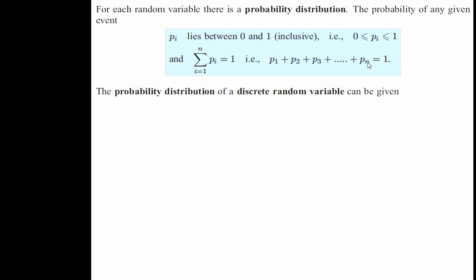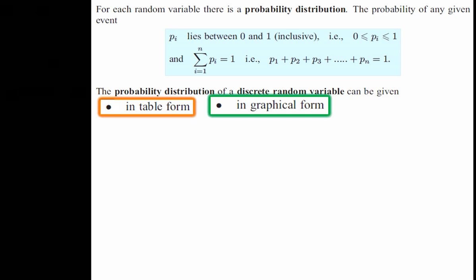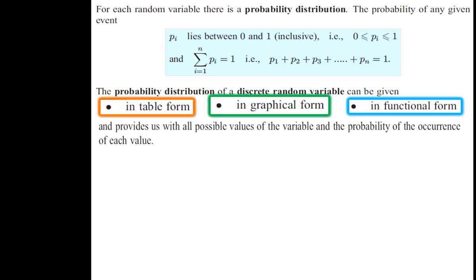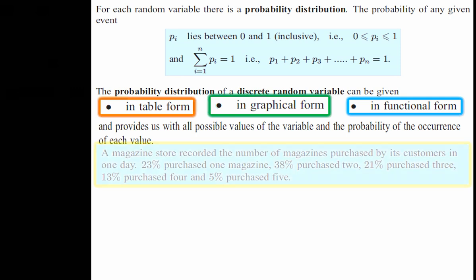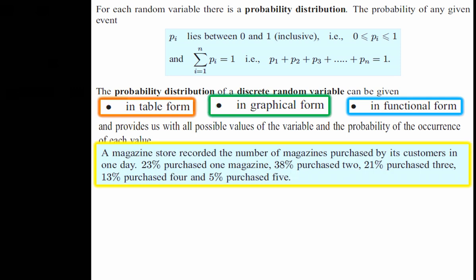So n is 1. Probability distribution of a discrete random variable can be given in table form, like we did on the previous page, in graphical form, and in function form, and provides us with all the possible values of the variable and the probability of the occurrence of each value, like on the previous page with the tables and the graphing form. So now let's do an example to illustrate this.